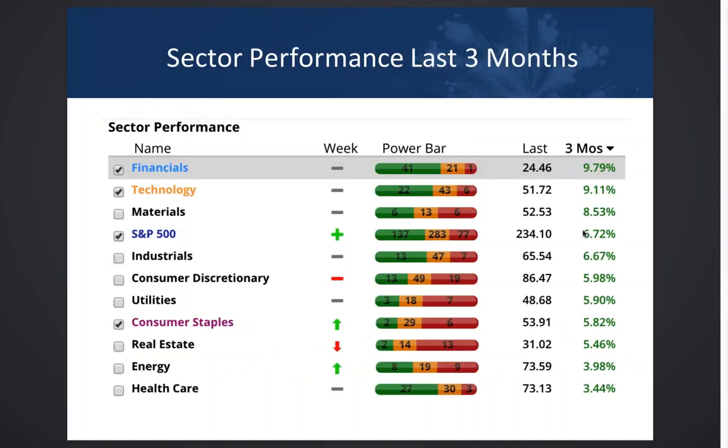So let's go back to that sector performance chart. We rank sectors based on the Power Bar.